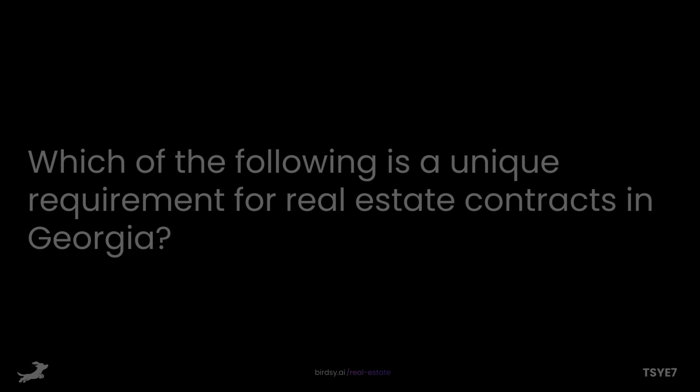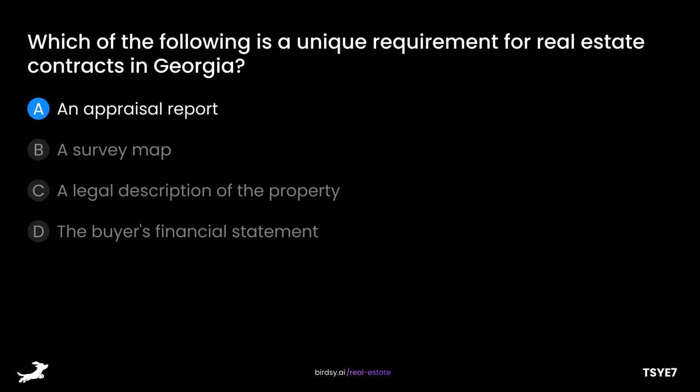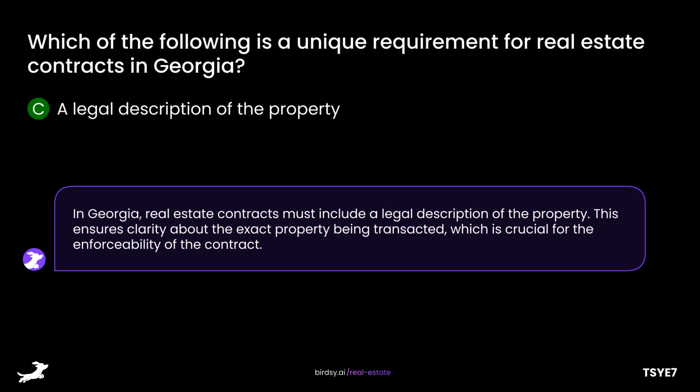Which of the following is a unique requirement for real estate contracts in Georgia? Is it A, an appraisal report, B, a survey map, C, a legal description of the property, or D, the buyer's financial statement? The answer is C, a legal description of the property. In Georgia, real estate contracts must include a legal description of the property. This ensures clarity about the exact property being transacted, which is crucial for the enforceability of the contract.